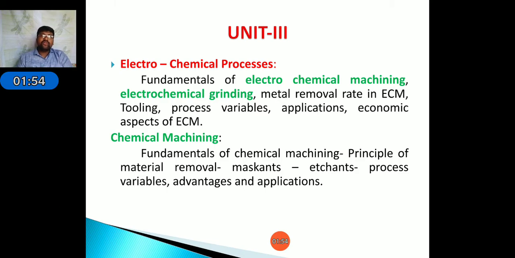In Unit 3, we will learn about electrochemical process, that is fundamental of electrochemical machining, electrochemical grinding, metal removal rate in ECM. ECM means electrochemical machining. That is next tooling, process, variables, applications. Next, economic aspects of ECM. Next, coming to chemical machining. In chemical machining, that is fundamentals of chemical machining, principles of material removal, maskants, etchants, process variables, advantages, and design applications.